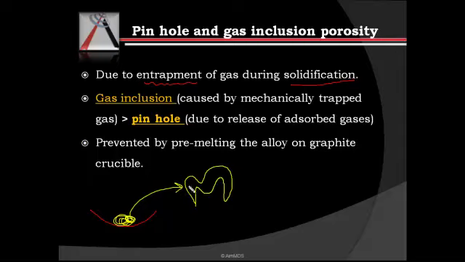So when the molten metal goes inside the mold, whatever air is there may get mixed in the molten metal and it may result in porosity. This type of porosity is called gas inclusion porosity.